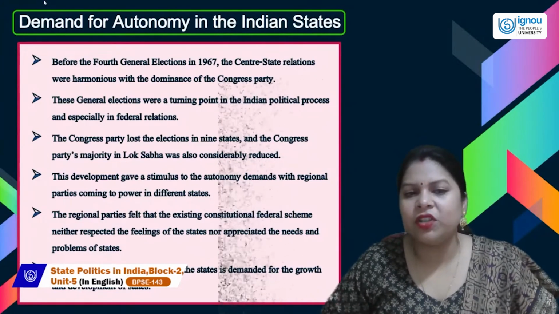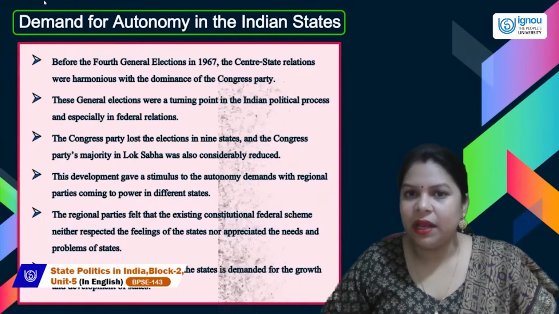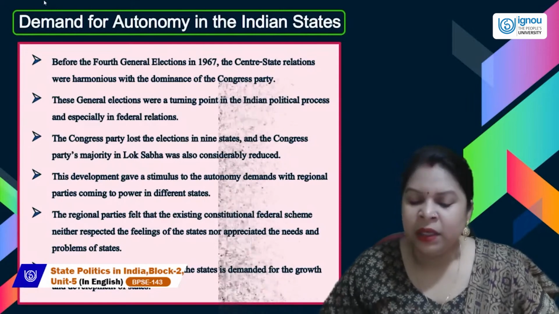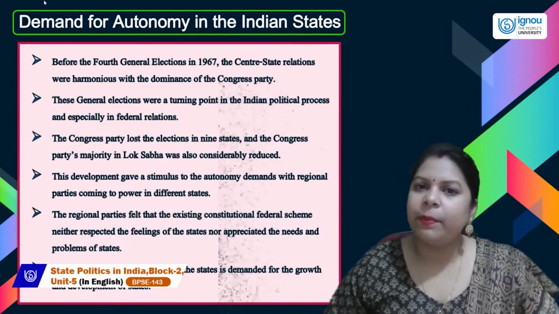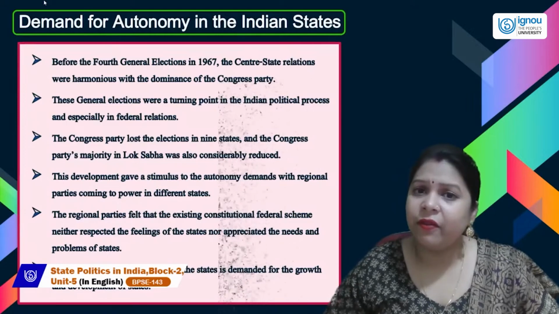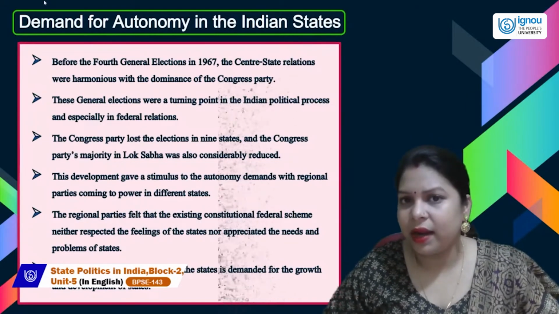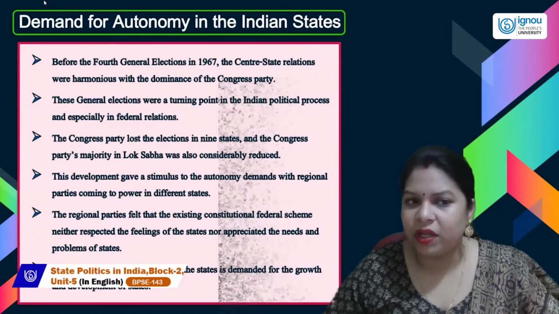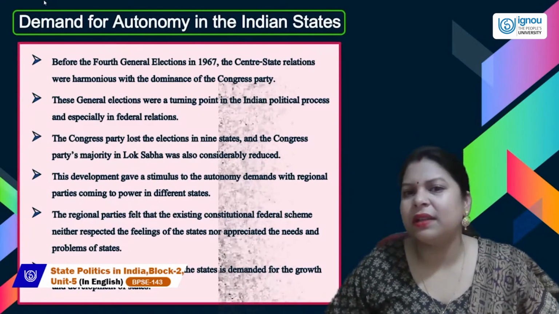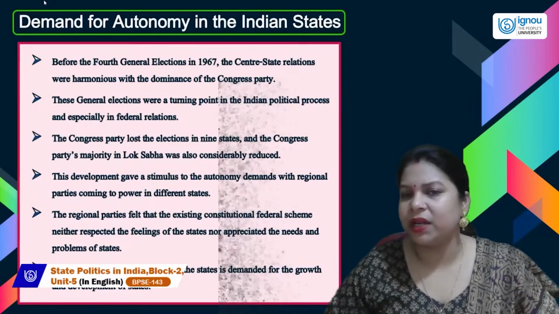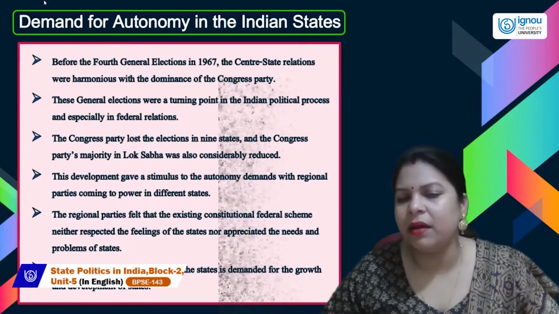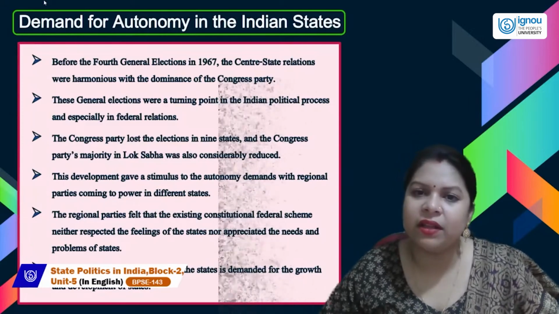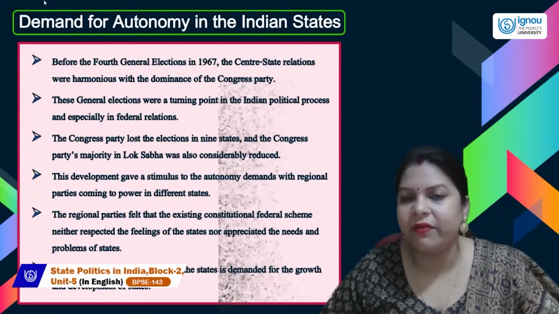So, before the fourth general elections in 1967, the center-state relations were harmonious with the dominance of the Congress party. After independence, till the fourth general election conducted in 1967, the center-state relations were very cordial, very harmonious, and there was not much resistance to the Congress party's dominance over the center and many of the states. These general elections were a turning point in the Indian political process, and especially in the federal system.